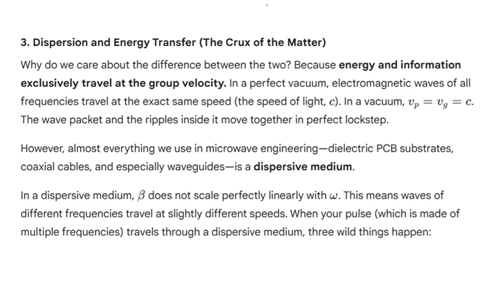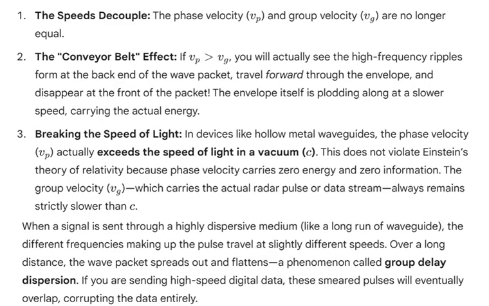However, almost everything we use in microwave engineering, dielectric PCB substrates, coaxial cables, and especially waveguides, is a dispersive medium. In a dispersive medium, beta does not scale perfectly linearly with omega. This means waves of different frequencies travel at slightly different speeds. When your pulse, which is made of multiple frequencies, travels through a dispersive medium, 3 wild things happen. The speeds decouple. The phase velocity, Vp, and group velocity, Vg, are no longer equal.